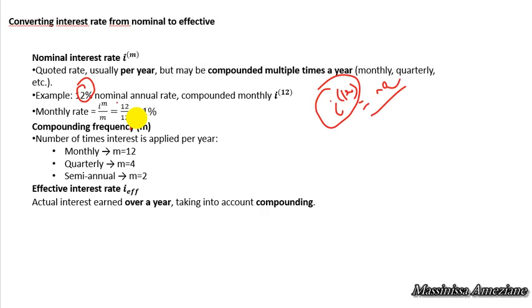If we have a different compounding period like quarterly, here it is 4. If we have semi-annual, here it is 2.